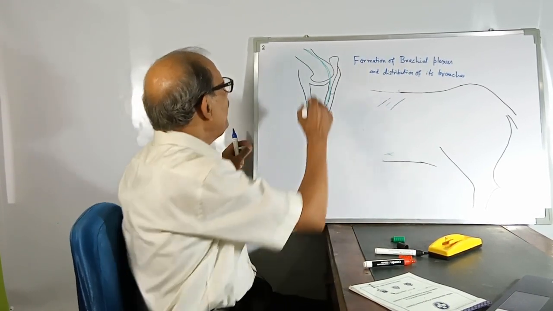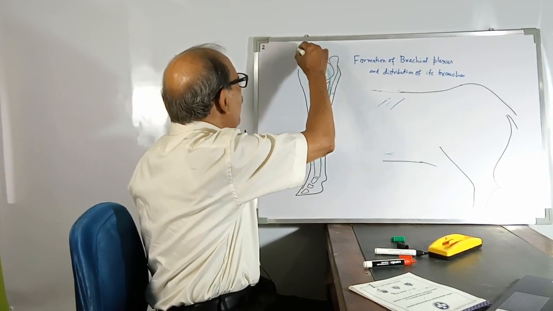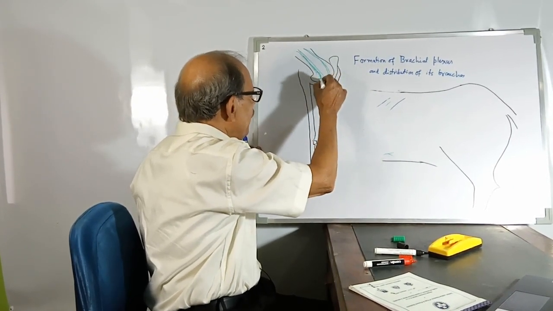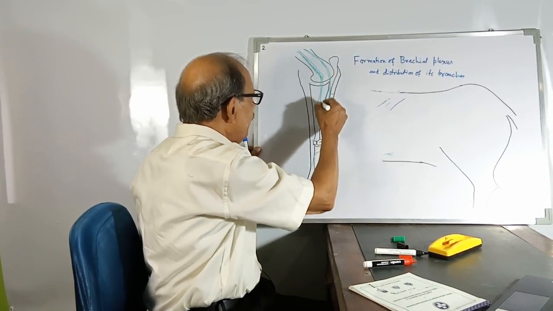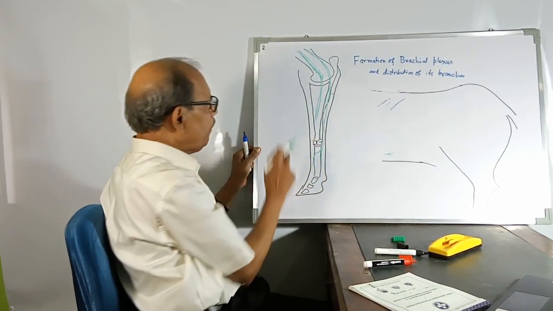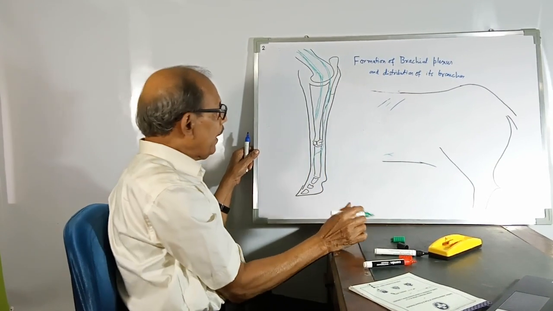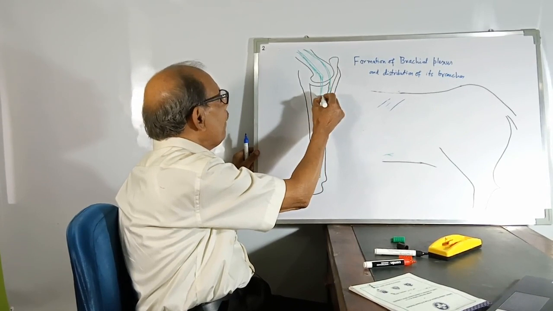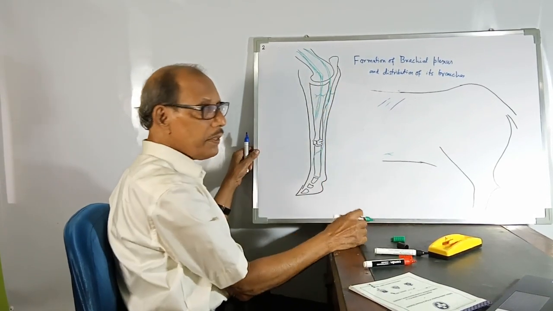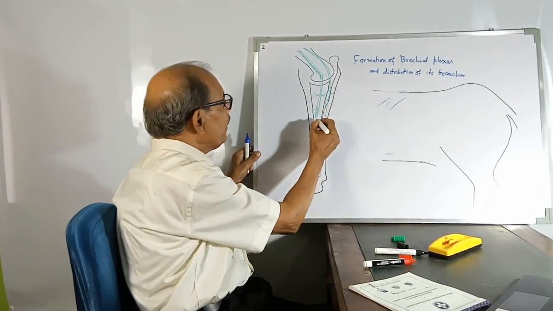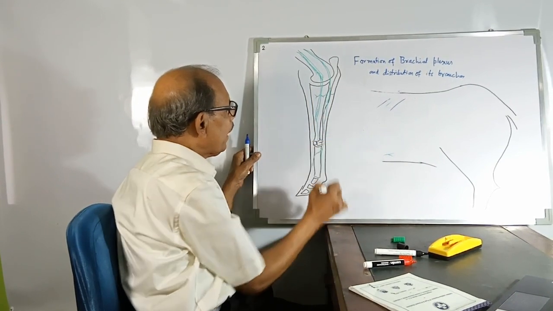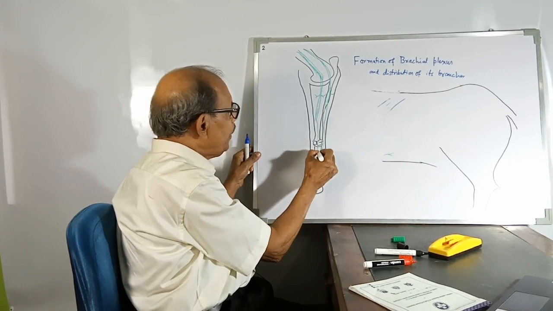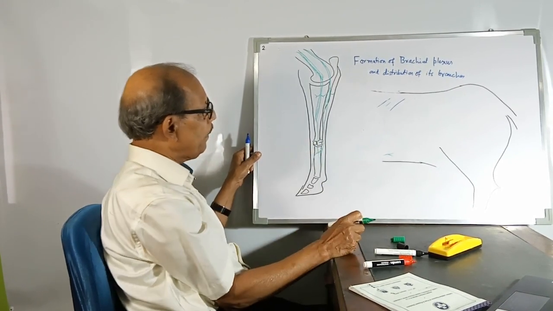The median nerve, which is middle in position, will go in front of the ulnar, will give some branches to the local muscles, that is the flexor group of muscles, will cross the carpal region and will come to the posterior aspect of the metacarpal region.